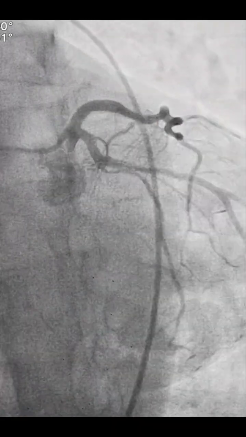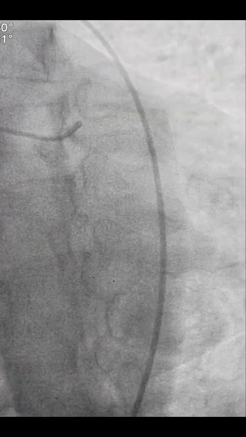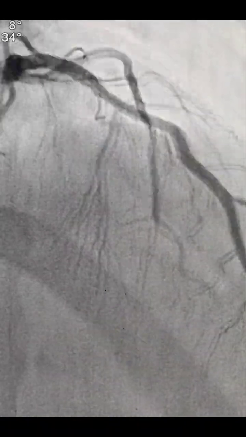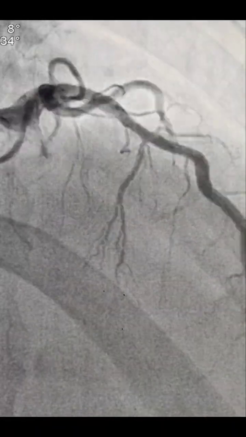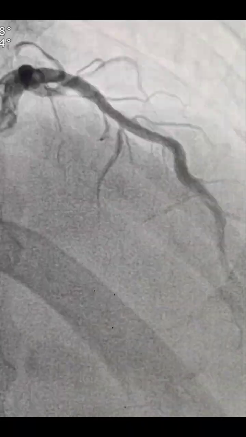This is an LAO caudal view, and you can see the normal LAD, short left main with normal LAD and this LCX. And this is a cranial view, and you can see the normal LAD, how long the LAD is. Type 3, almost wrapping around the LAD at the apex.